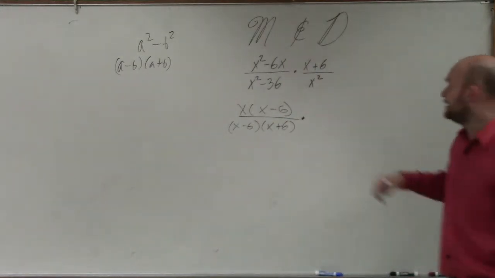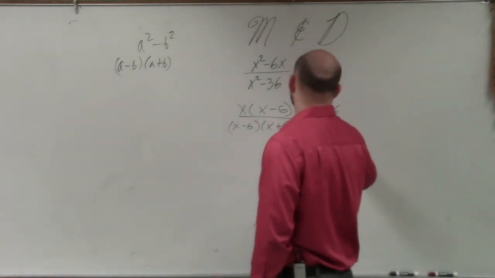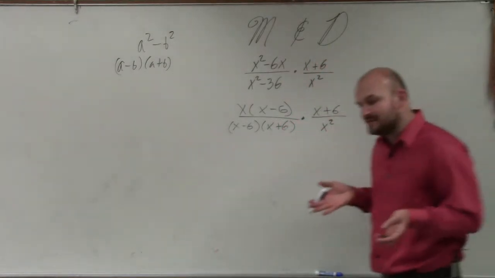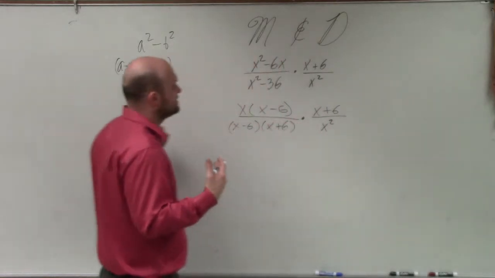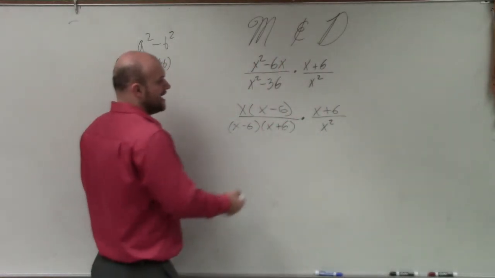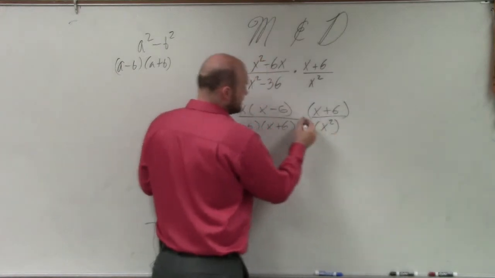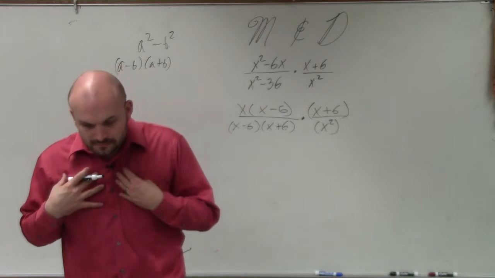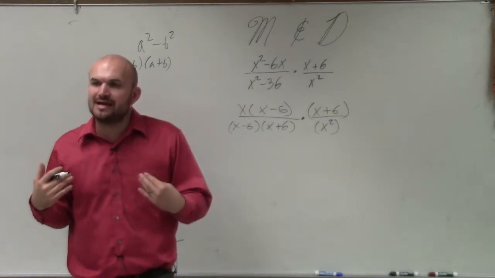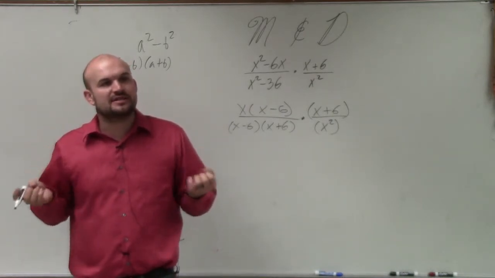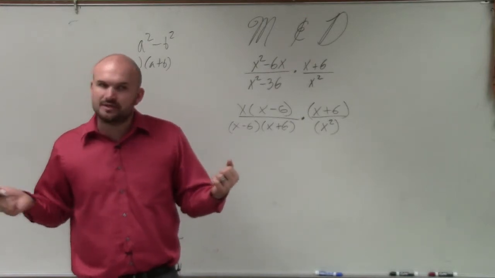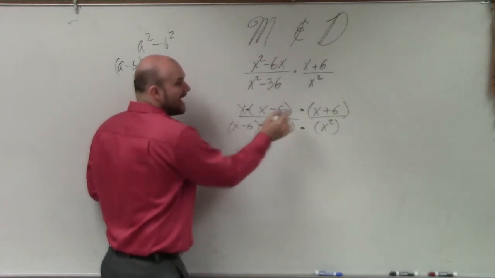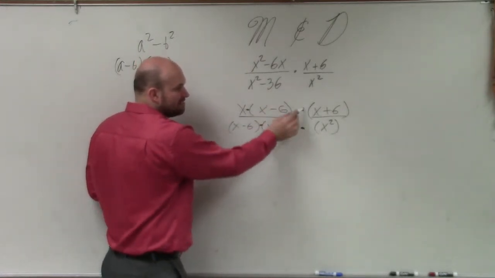Okay? Then over here, I have x plus 6. And over here, I have x squared. Now, again, like we did last class period, when we're multiplying these, everything between every product is multiplied, right? I'm not adding or subtracting any of the expressions in the parentheses. They're all multiplication. So since everything is being multiplied by each other, I can divide across multiplication.